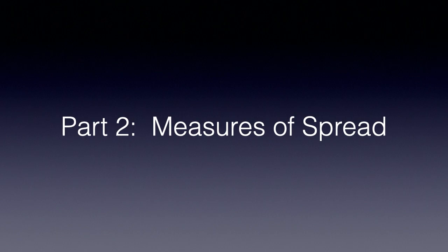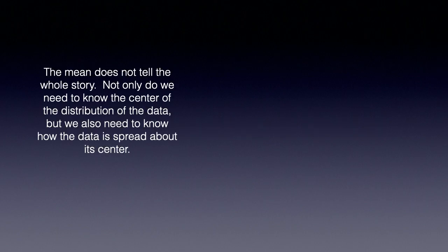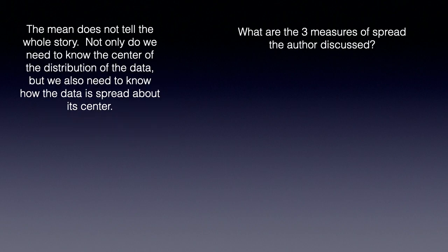Part 2 are measures of spread. In our measures of spread, that is, how does the data spread about its mean? The mean doesn't always tell the whole story, but we need to know how the data is spread about the center of the distribution.